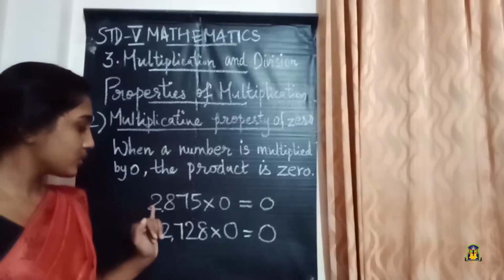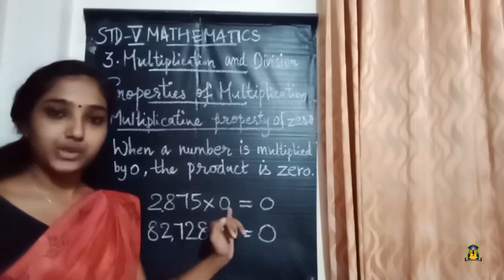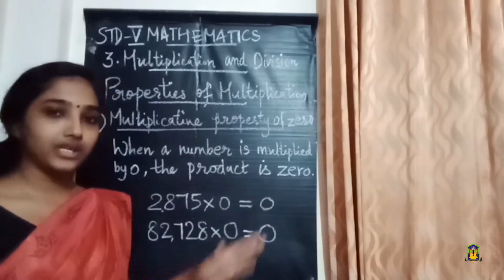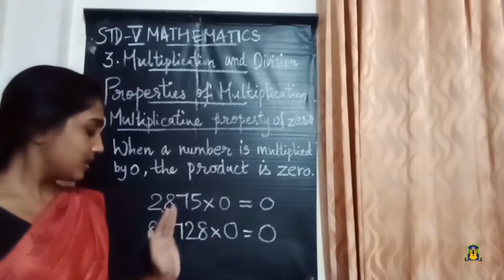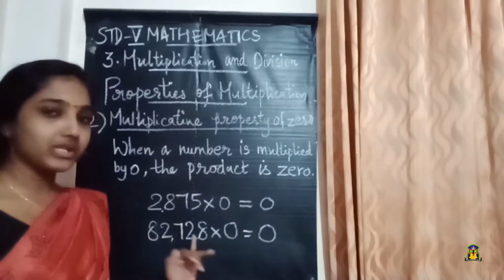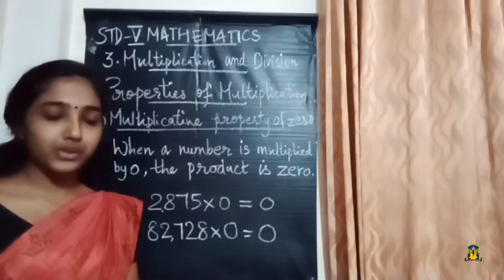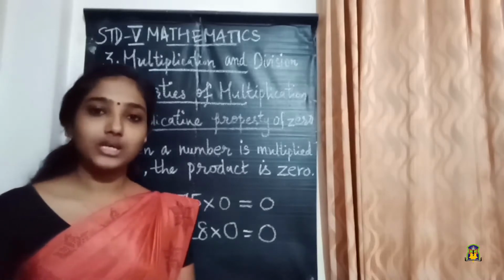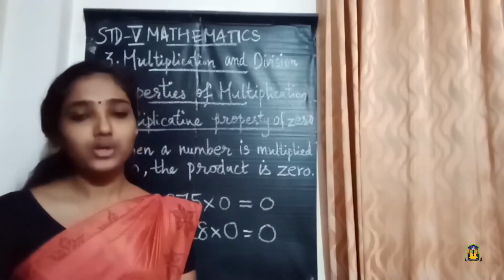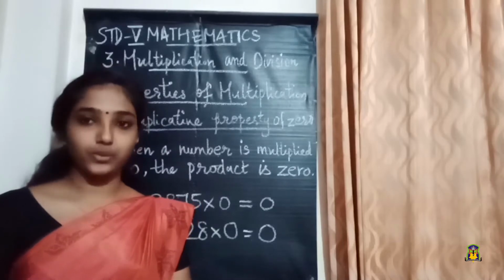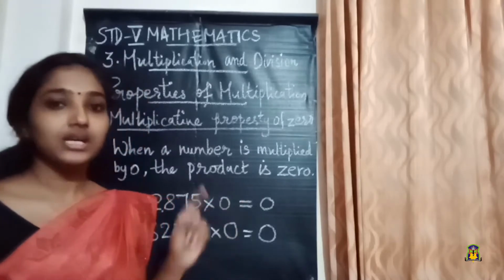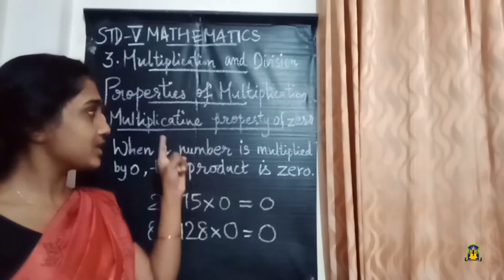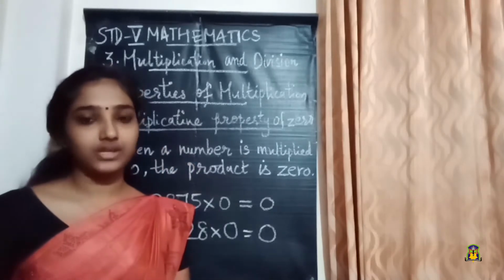So 2875 into 0 gives 0 as the answer. 82,728 into 0 is equal to 0 itself. So when a number is multiplied by 0, the product is 0. This is the second property of multiplication, the multiplicative property of 0.